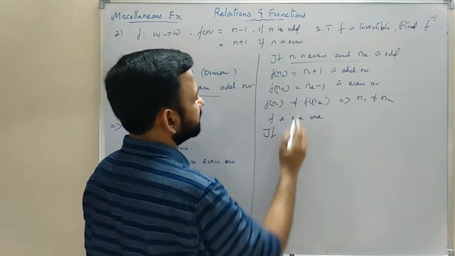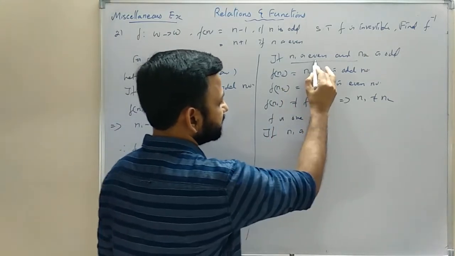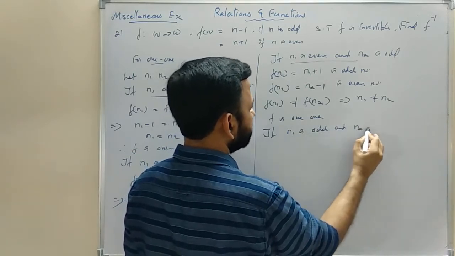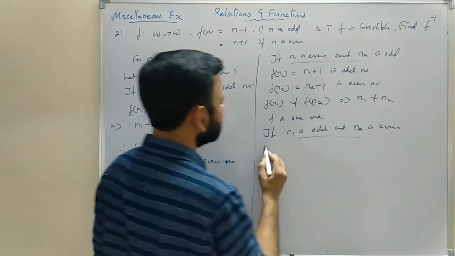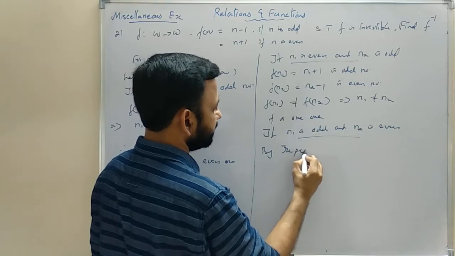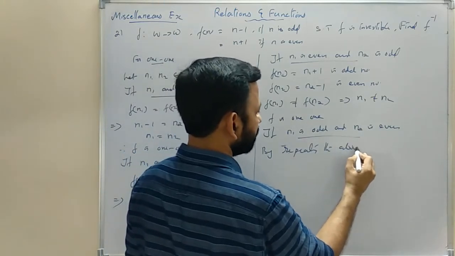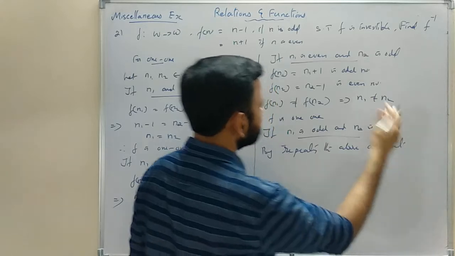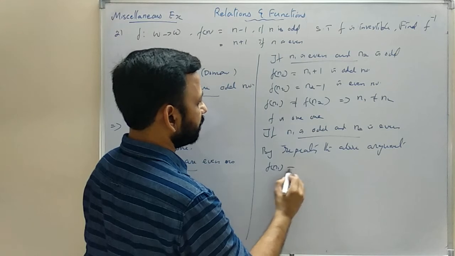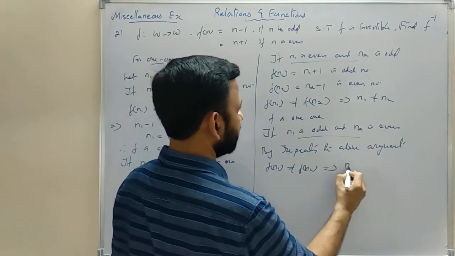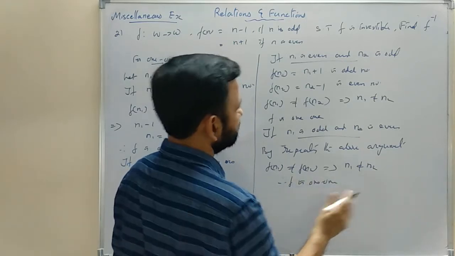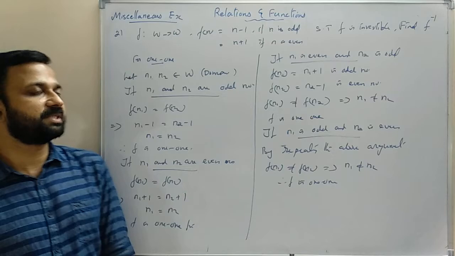Then the second case: if n1 is an odd number and n2 is an even number, then by repeating the above argument, for the same reason, f of n1 not equal to f of n2 implies n1 not equal to n2. Therefore f is 1-1. So here we proved the function f is 1-1.